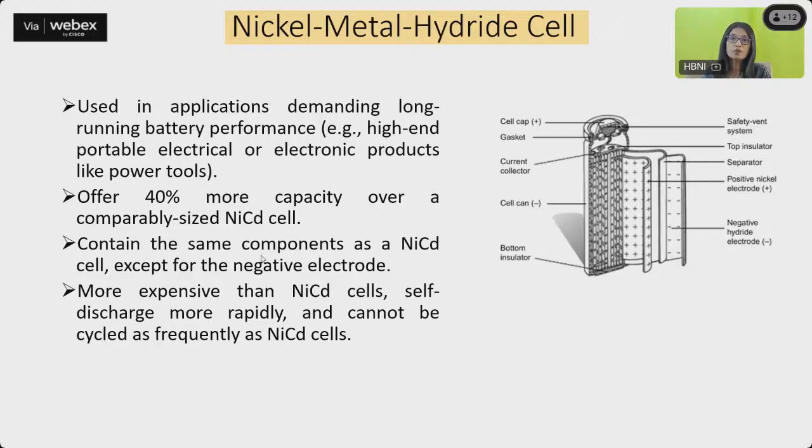It contains the same components as the nickel cadmium cell, except for the negative electrode, which is a metal hydride instead of cadmium. It's a little bit more expensive than the nickel cadmium cells, and the drawback is that it self-discharges more rapidly, so it cannot be cycled as frequently as the nickel cadmium cell. So you can see for a nickel metal hydride, the material is almost the same. You do have nickel hydroxide, but instead of cadmium, a metal hydride is being used. More capacity, but the problem is that there is a lot of self-discharge, and secondly, it's more expensive than the nickel cadmium cell.